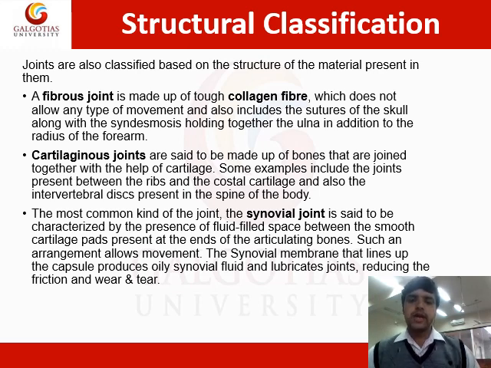The most common kind of joint is the synovial joint, which is characterized by the presence of a fluid-filled space between the smooth cartilage pads at the ends of articulating bones. Such an arrangement allows movement of that particular portion of the body. The synovial membrane that lines the capsule produces oily synovial fluid and lubricates the joints, which reduces the friction and wear and tear of the bones forming the joint.